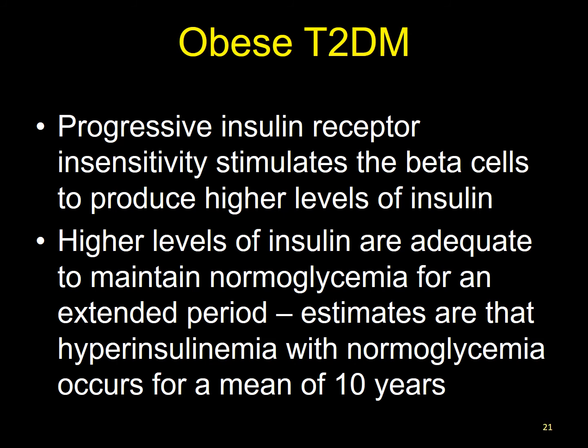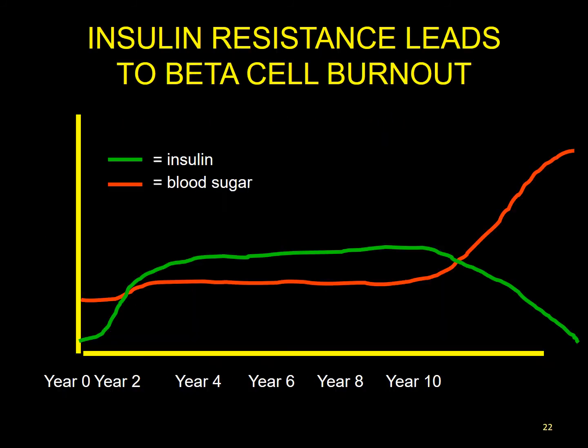Let's look at your next slide. Progressive insulin receptor insensitivity stimulates the beta cells to produce higher levels of insulin. Higher levels of insulin are adequate to maintain normoglycemia for an extended period. Estimates are that hyperinsulinemia with normoglycemia occurs for up to 10 years. Okay, let's look at the picture. This is what's happening in diabetes.